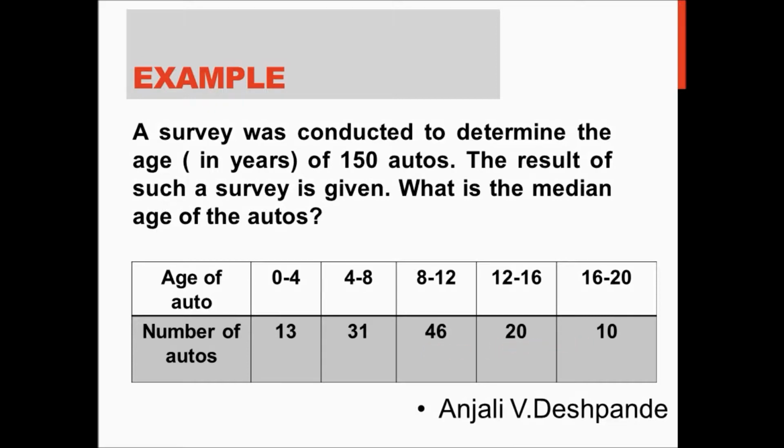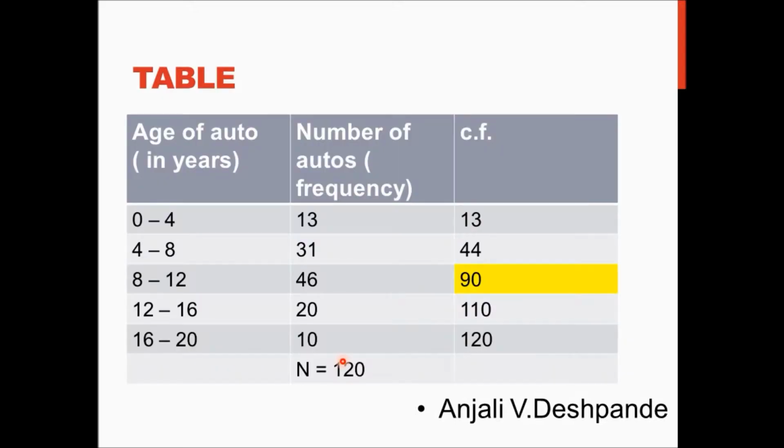We shall see how to calculate the median for this particular data. We are calculating the median age of the autos. So this n is 120. 120 divided by 2 is 60. So we look for greater than or equal to 60, and that is happening at this 90 value. That is why we are choosing this particular class as the median class. So the median class in this particular case is 8 to 12.